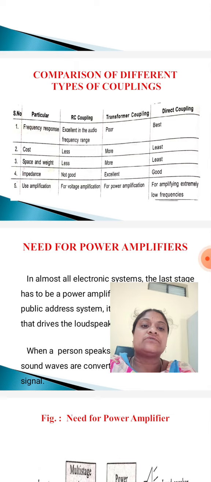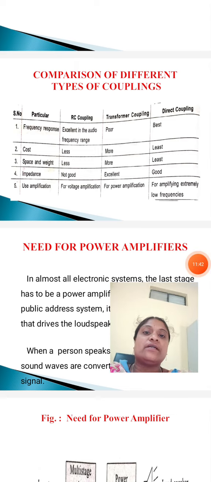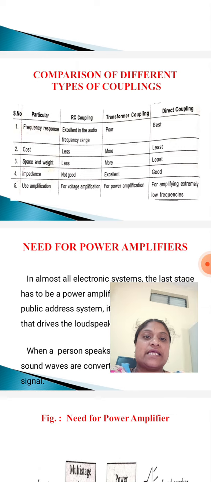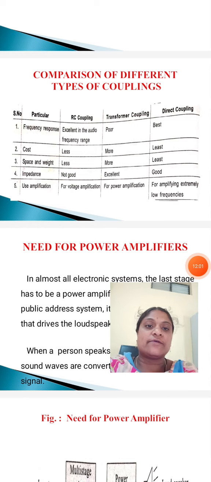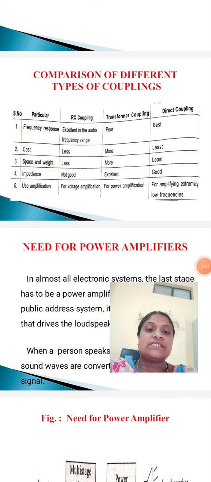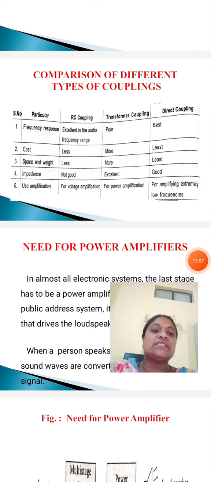Next particular is space and weight. In case of RC coupling, the circuit space and weight is less. In case of transformer coupling, the space and weight of the circuit is more. In direct coupling, the least space and weight is required because the circuit is simple.